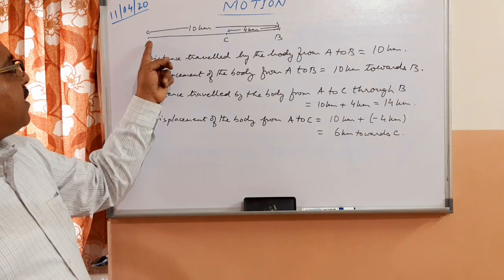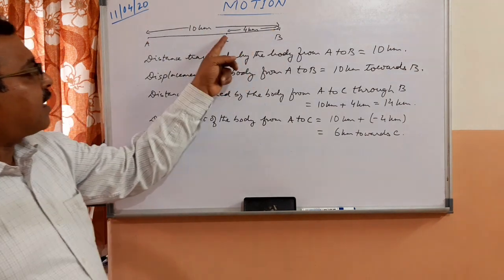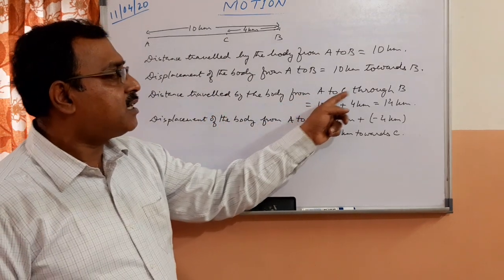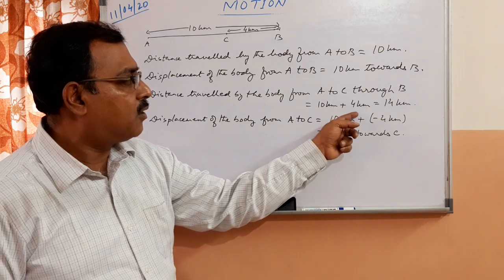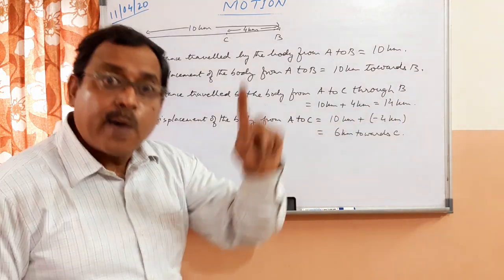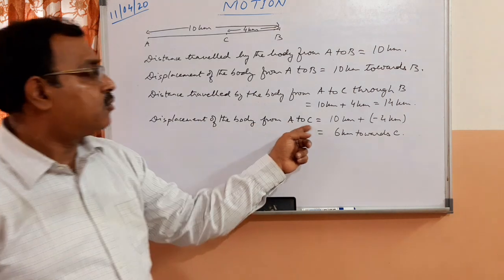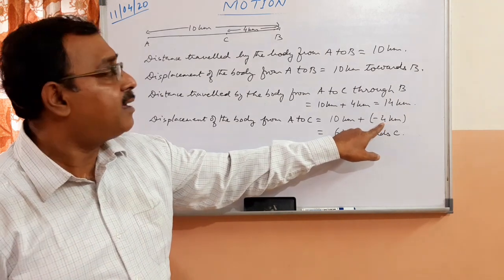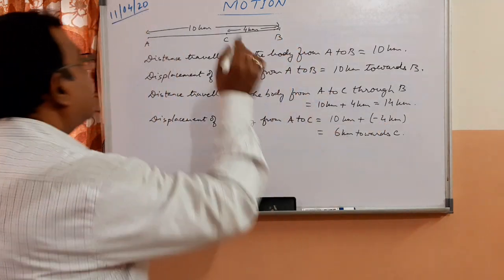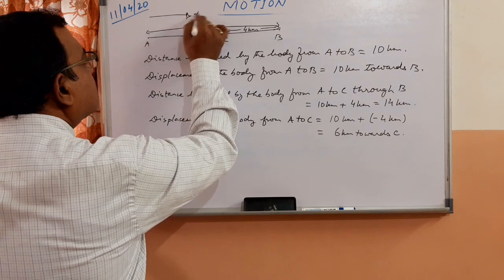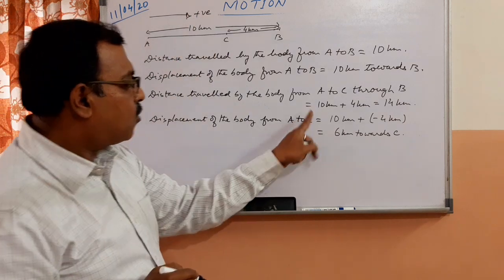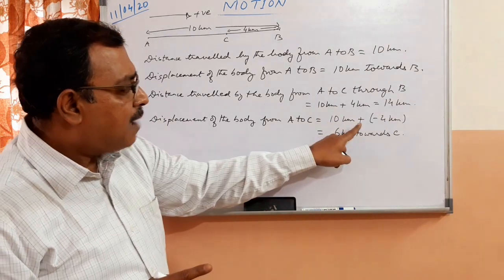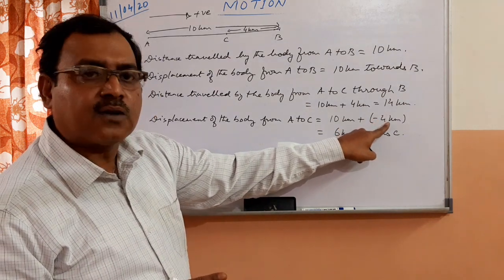Next, the body moves from A to B and then comes back to C. So here the total distance travelled by the body from A to C through B is 10 km plus 4 km, that is 14 km. Whereas the displacement of the body from A to C is 10 km plus, see here I have written, minus 4 km. Why? Because I am taking here the direction from A towards B as positive. That is why here no sign is given in front of 10 km, means it is positive. With this I am adding with a minus sign in front of 4 km.